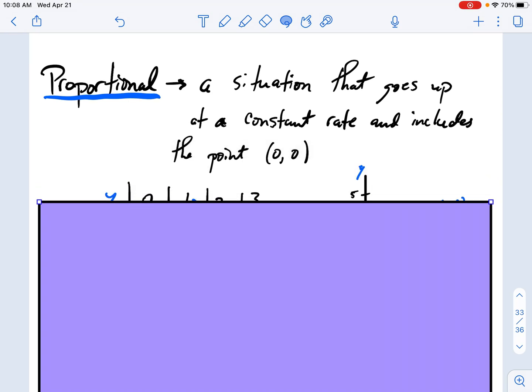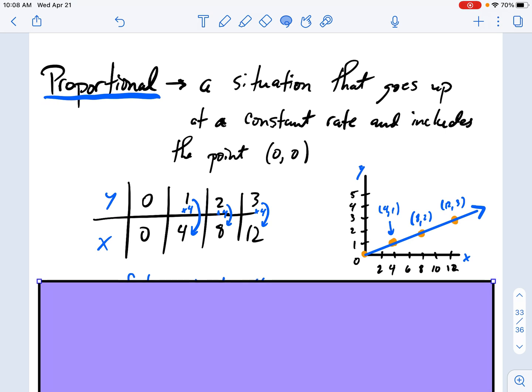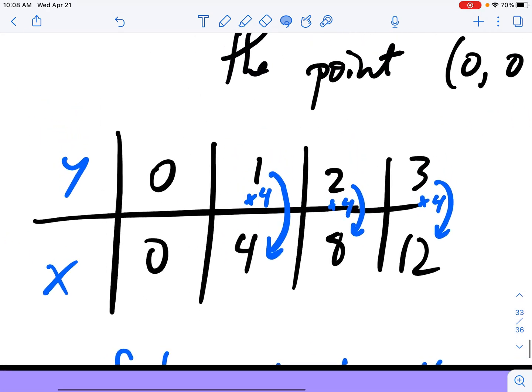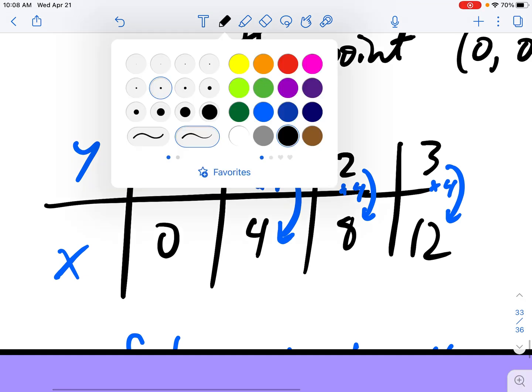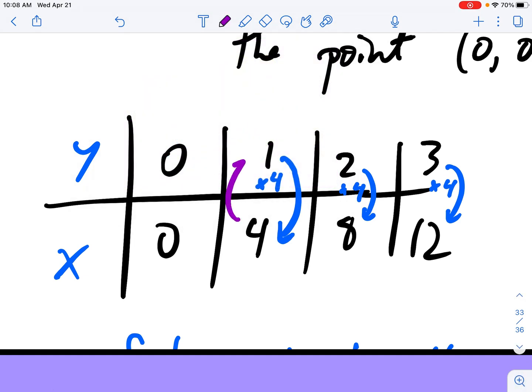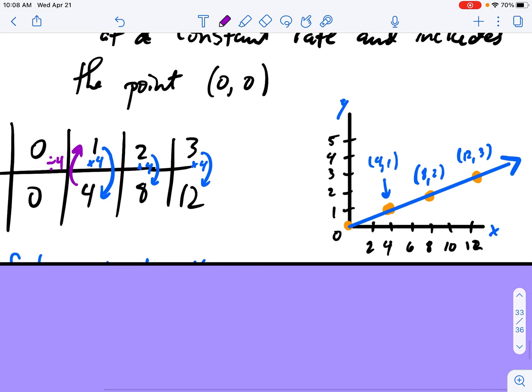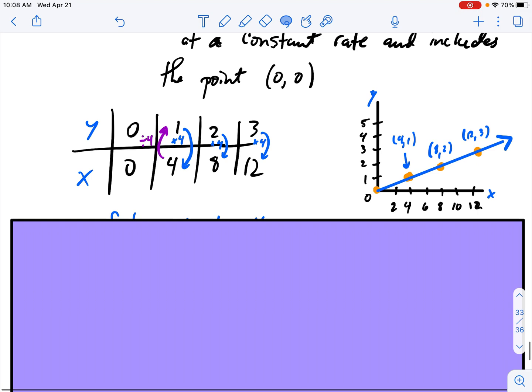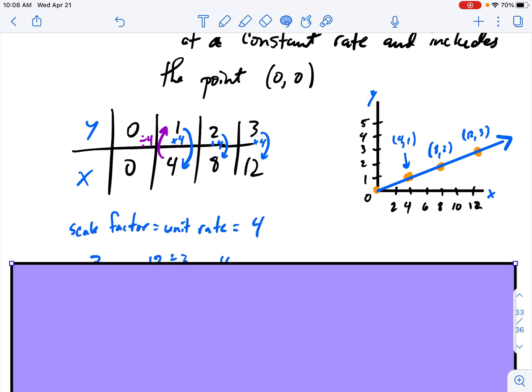So if you're looking at that and you're like, I don't really remember that, you might remember setting up a table with X and Y and figuring out what you're multiplying by to get from one to the other. For this one, you're either multiplying by 4 or dividing by 4, depending on which way you go. And from there, you graphed it. You put the points on the graph, and then you put a line through it. If it was a straight line that went through (0, 0), yes, it was proportional.